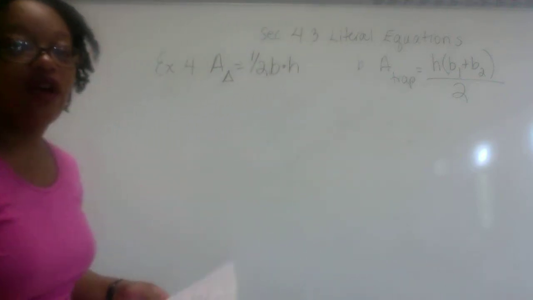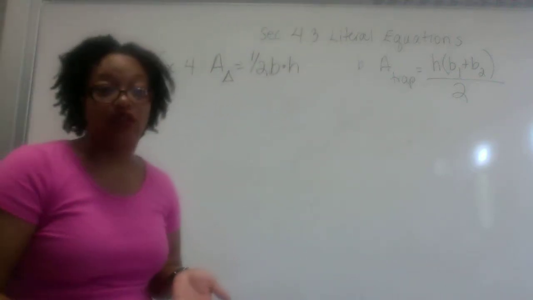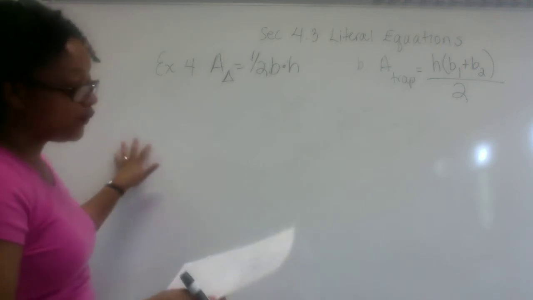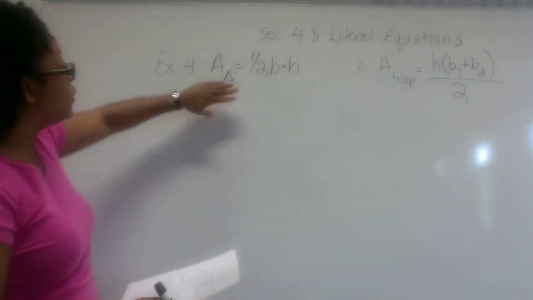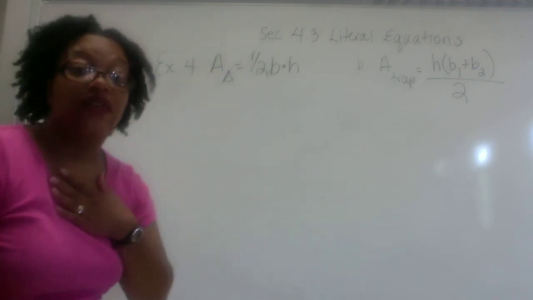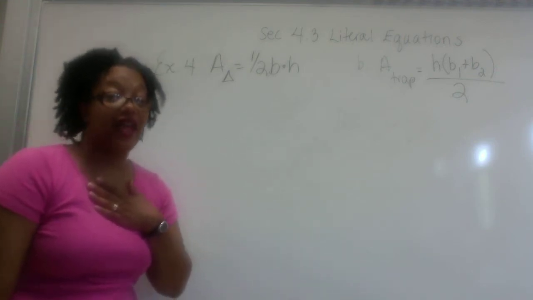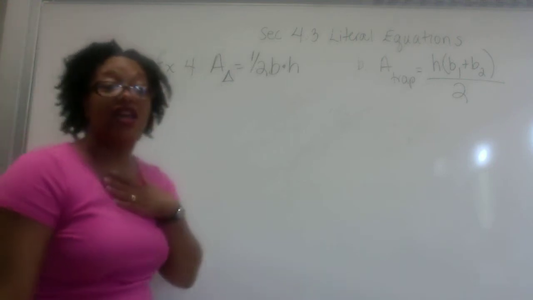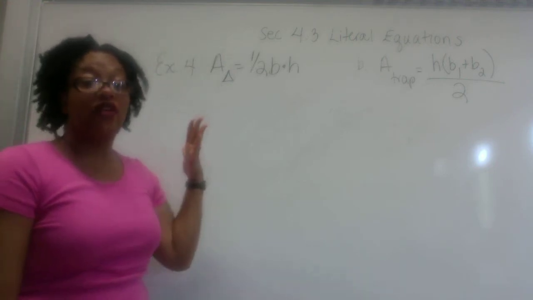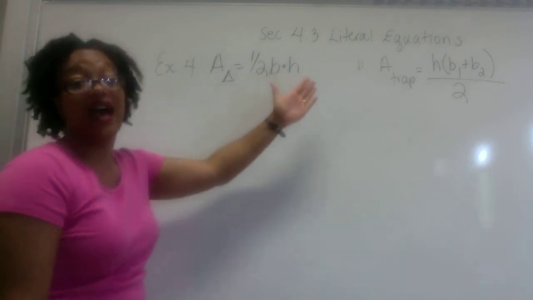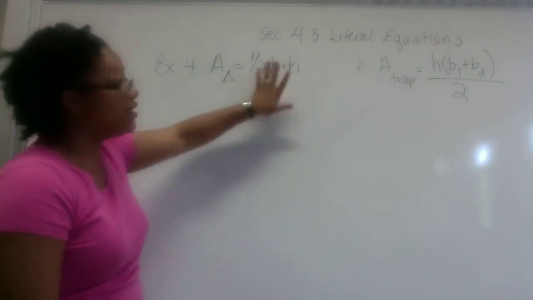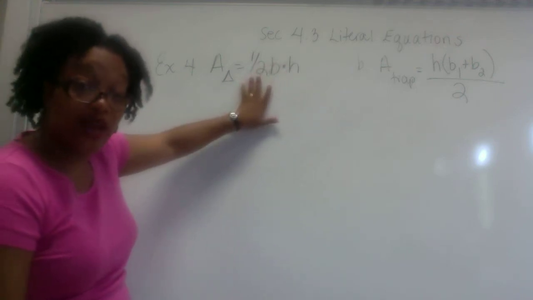All right, so let's try a couple of these geometric formulas. Example 4, the area of a triangle, I've written it right here. You may already know it. The area of a triangle is 1/2 base times height. Now, if I ask you to find the area of a triangle, this would be very easy. I would give you the base, I would give you the height, and hopefully you would multiply it and then divide or multiply by 1/2.